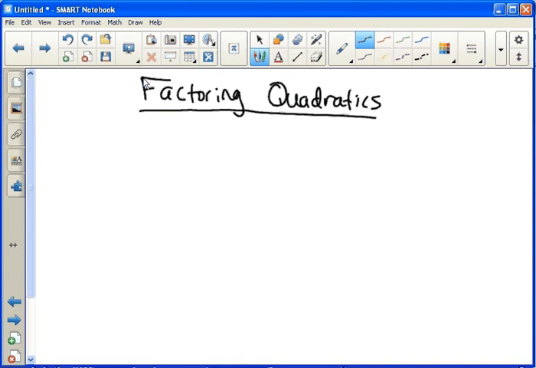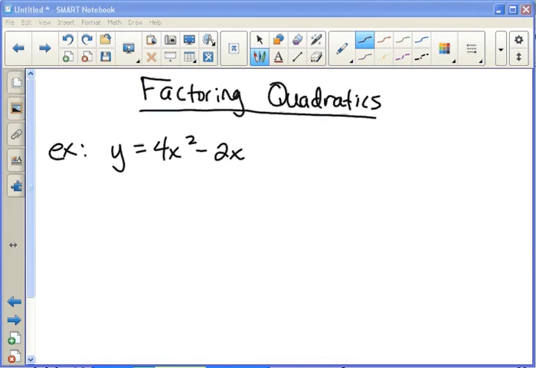It's a big part of being able to solve things and being able to work with different things. So let's just start with some very basic ones. The first rule of factoring is to make sure that you check to see if there's anything that every piece has something in common. So let's say we have y equals 4x squared minus 2x.